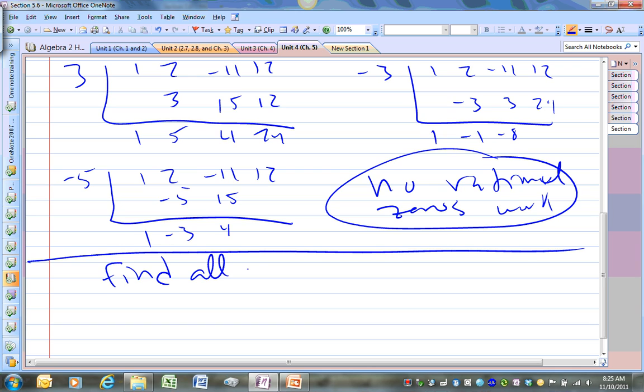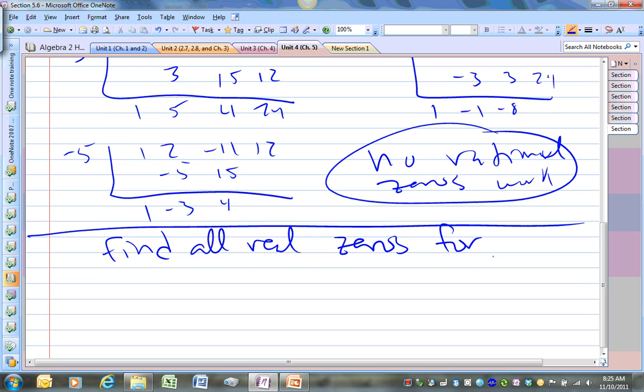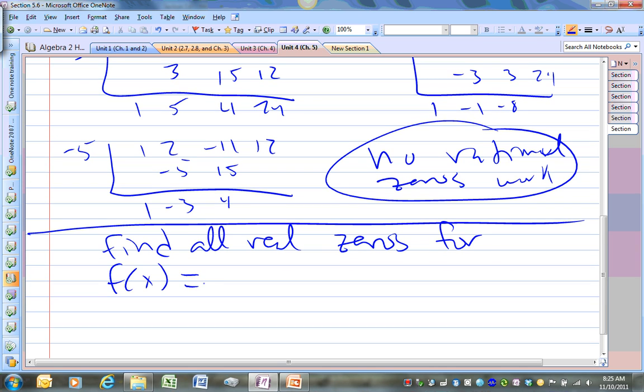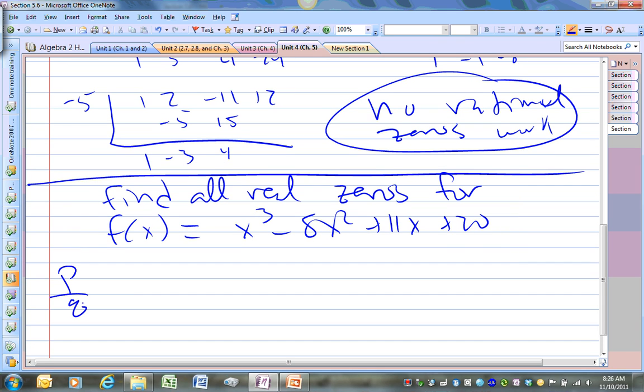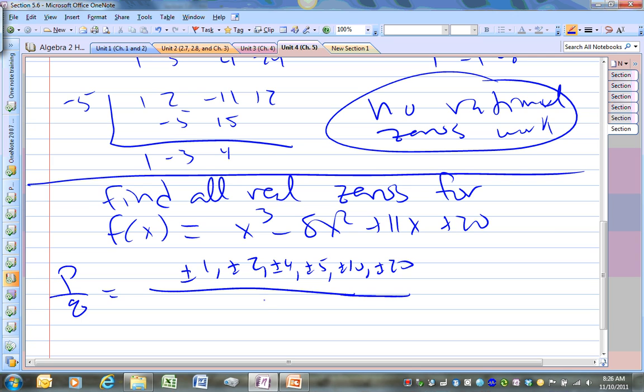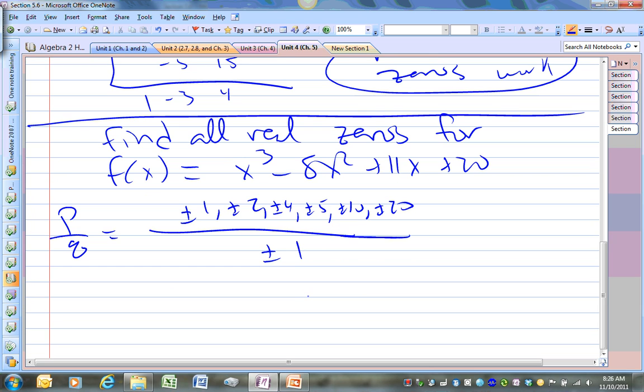Find all real zeros for f of x equals x cubed minus 8x squared plus 11x plus 20. Okay. First of all, we got to say all the possible rational zeros. So all the factors of 20 are plus or minus 1, plus or minus 2, plus or minus 4, plus or minus 5, plus or minus 10, plus or minus 20. And of course, q being all the factors of the leading coefficient, that's just 1. So I know that 1's going to work, because obviously when I divide everything by 1, I have this.